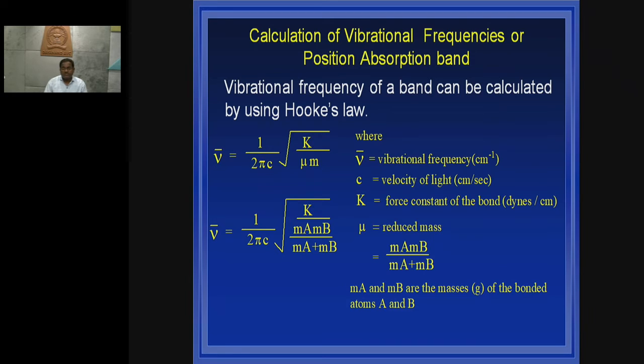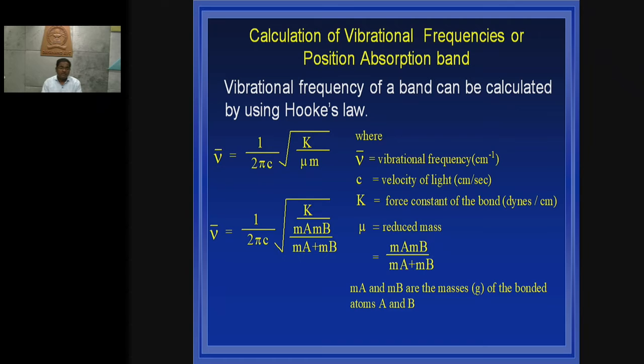Suppose a C-X bond is there, so the mass of carbon and the mass of X. So that is the example. This is the formula. On the basis of this, you can calculate how this particular frequency is going to be correlated with the force constant, again correlated with the reduced mass.